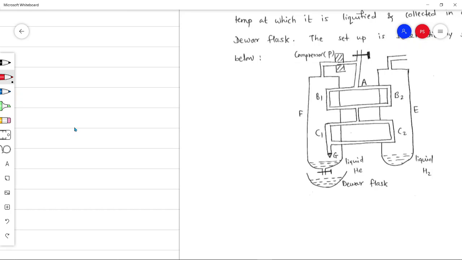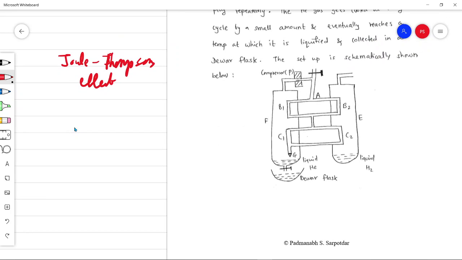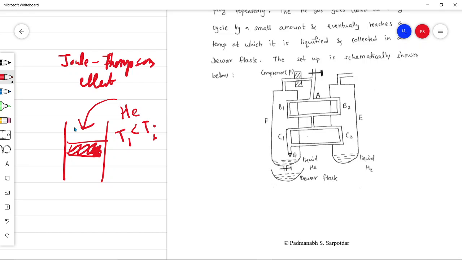Now we are going to discuss in brief how liquid helium temperatures are achieved, or how one liquefies helium gas. For that, we are going to use the simple technique of the Joule-Thomson effect, which we have already discussed. We will take a porous plug and put helium, which has a temperature below its inversion temperature. When this helium passes through the porous plug, the helium appearing on the other region is going to be cooler.